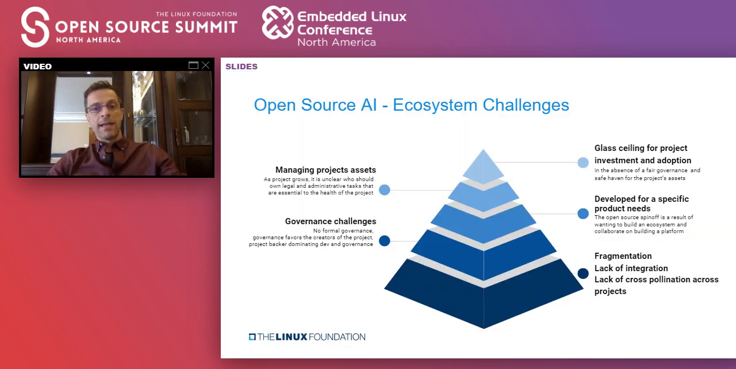Having looked at the landscape, one of the challenges that we notice in general in the open source AI ecosystem is related to fragmentation. You can see a lot of projects with a lot of efforts ongoing, somewhat replicating efforts. There's a lack of integration across a lot of these projects.